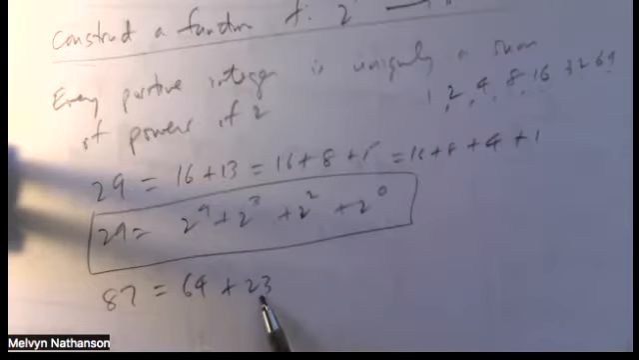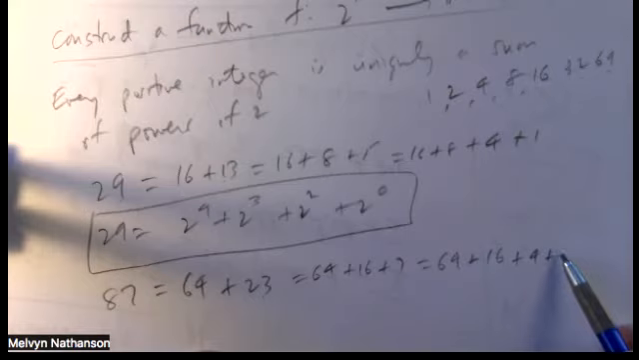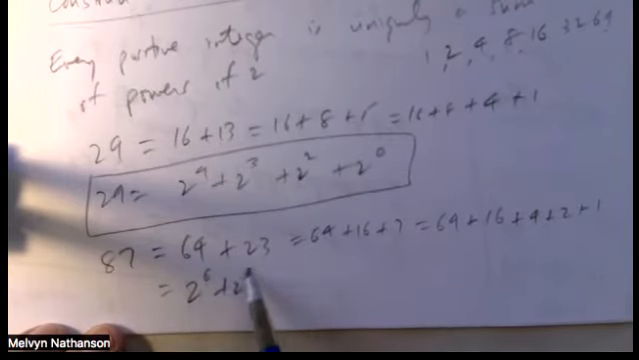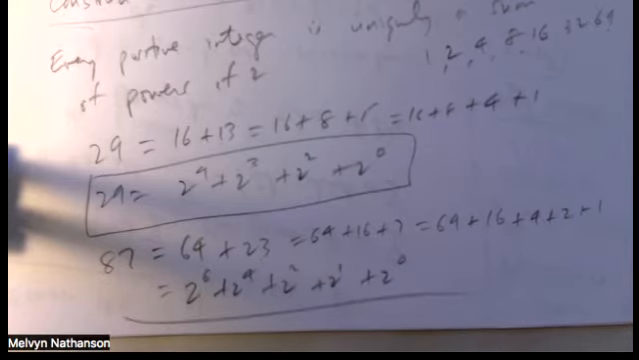And then what's the largest power of 2 you can use for 23? 16. So 23 is 16 plus 7. And how do you write 7 as a sum of powers? 4 plus 3, and 3 is 2 plus 1. We have 87 is 2 to the 6th plus 2 to the 4th plus 2 squared plus 2 to the first power plus 2 to the 0.